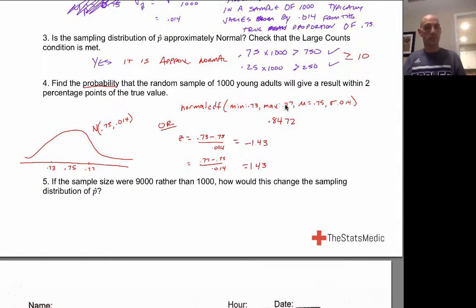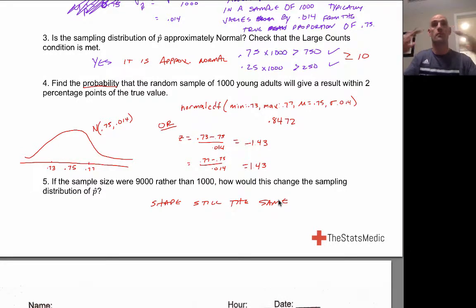If we get a population of size 9,000 instead of 1,000, how would this change the sampling distribution of p hat? So we made it 9 times bigger. The shape would still be the same, because we've already met those conditions to make it normal. If we make it bigger, we're just making it more normal, I guess you'd say. It's still the same, so we'd say it's approximately normal, okay?